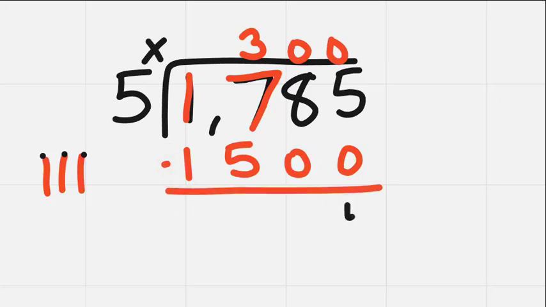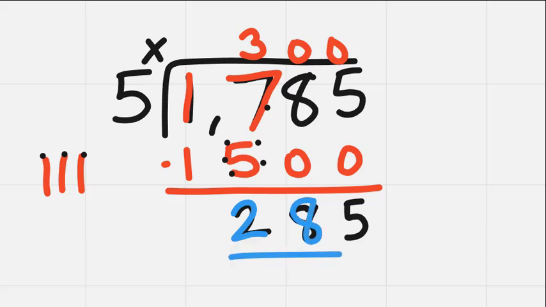5 minus 0 is 5. 8 minus 0 is 8. 7 minus 5, 7, 6, 5, 4, 3, 2. 1 minus 1 is nothing. Next, we'll look at the 2. That's too small, so I need to include the next digit. We'll count as close as we can to get to 28.